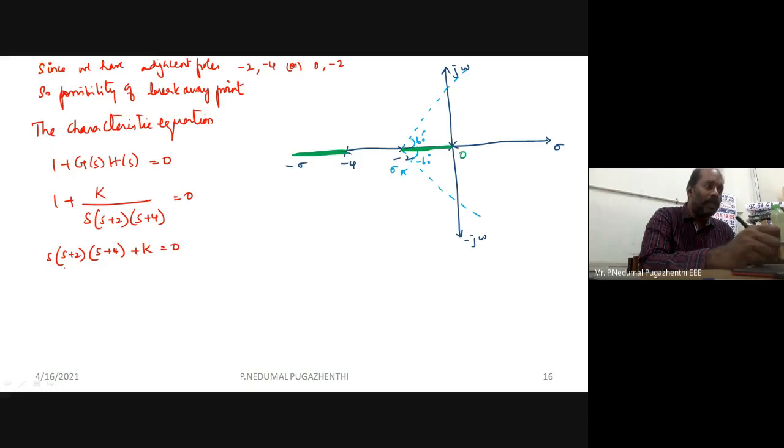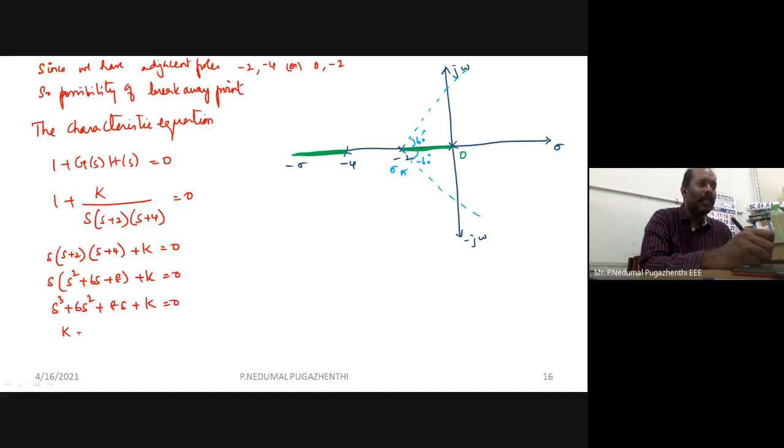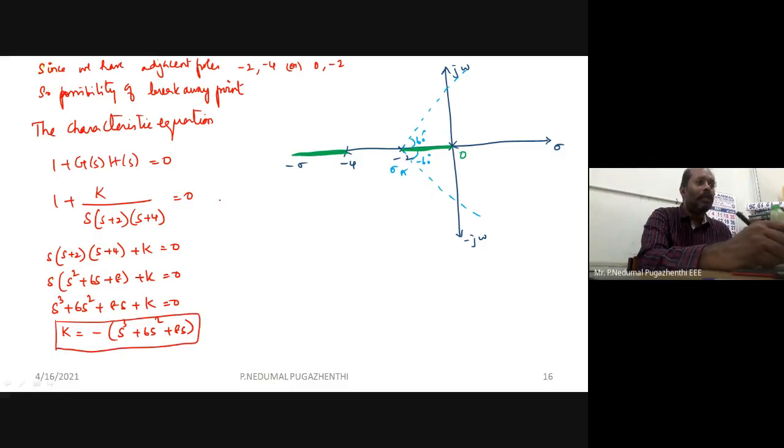If I multiply that and complete the polynomial, this is s into s squared plus 6s plus 8, plus K is equal to 0. If I multiply, it is going to be s cubed plus 6s squared plus 8s plus K is equal to 0. So from that I will write K is equal to minus of s cubed plus 6s squared plus 8s. Let us say this is one equation. This is an equation which is required to find the breakaway point. Now go to the next step. What is the next step? Finding dK/ds and equating it to 0.